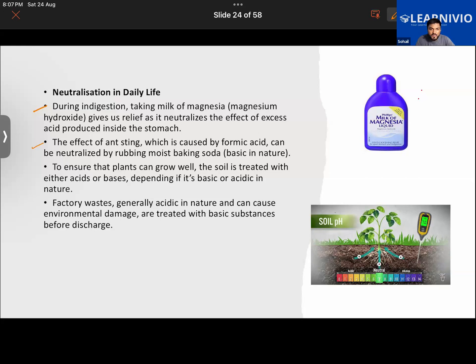During indigestion, taking milk of magnesia, magnesium hydroxide, gives us relief as it neutralizes the effect of excess acid produced inside the stomach. The effect of an ant sting, which is caused by formic acid, can be neutralized by rubbing moist baking soda, which is basic in nature.